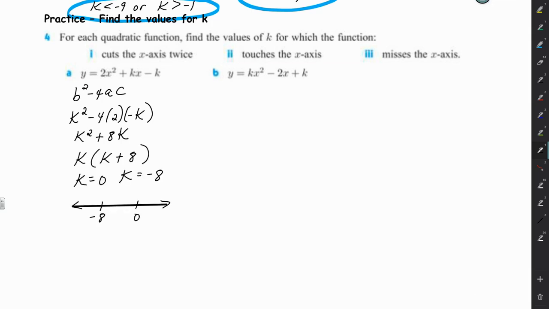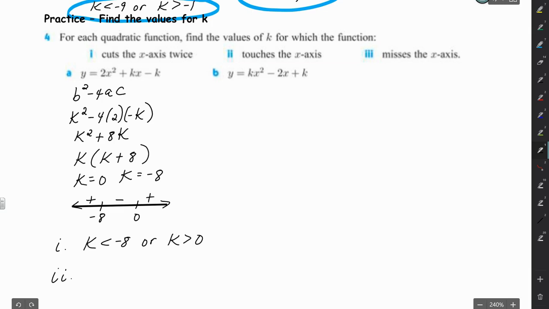The value of A is greater than 0, and we know that the sign diagram would be plus, minus, plus. Right, now we can use that information to answer part I, double I, and triple I. So for I, we're just looking at the sign diagram to determine where the discriminant is greater than 0. And so where is it greater than 0? Before -8 and after 0. So k is less than -8 or k is greater than 0.